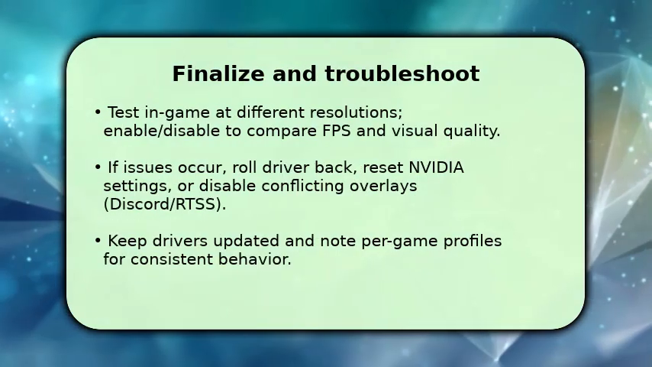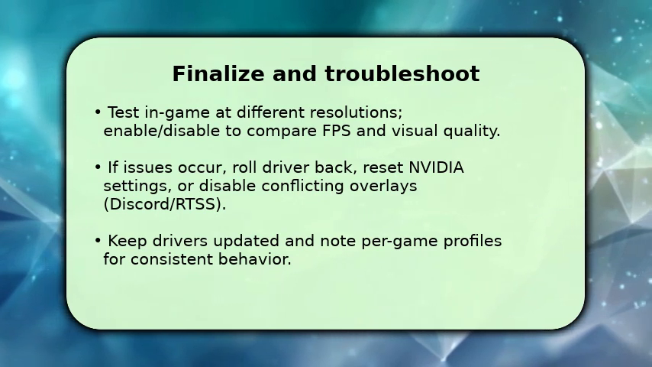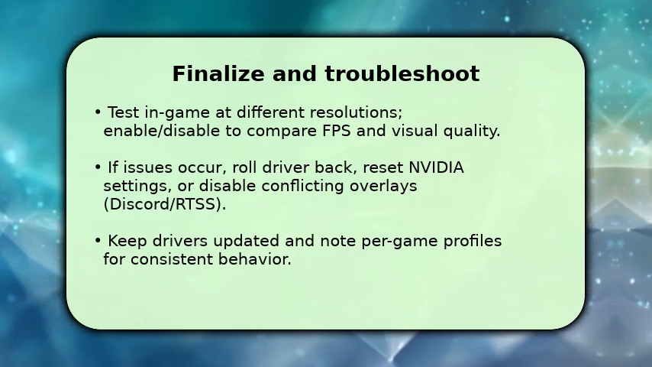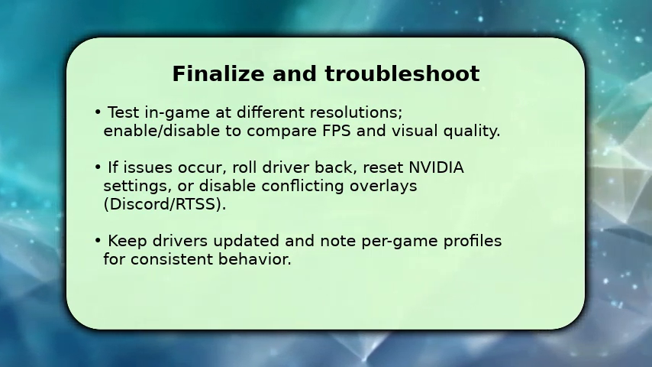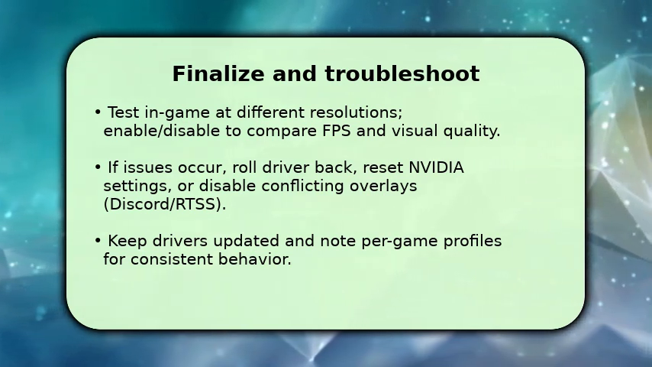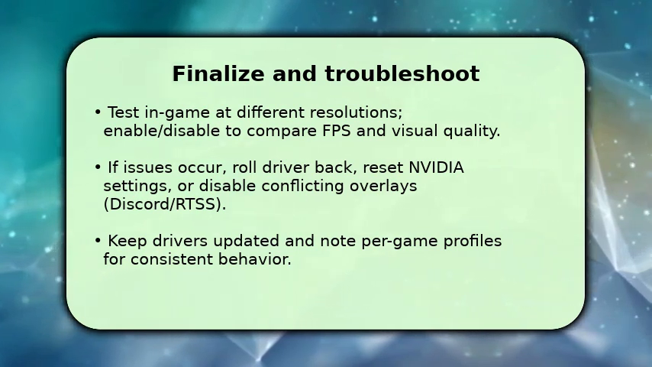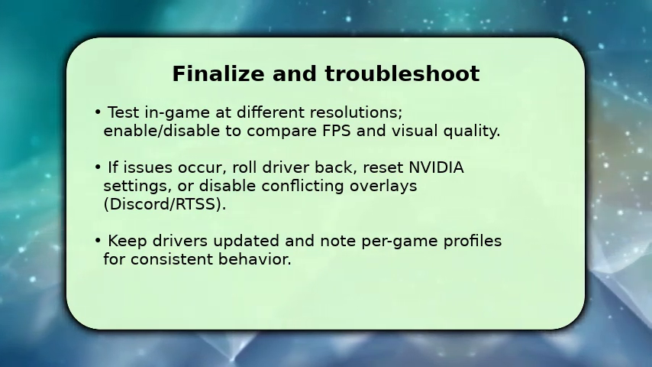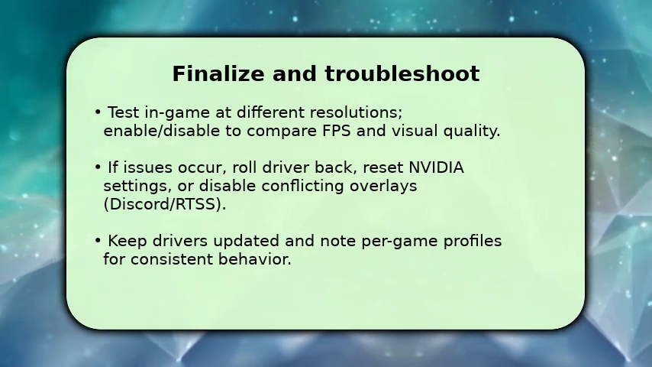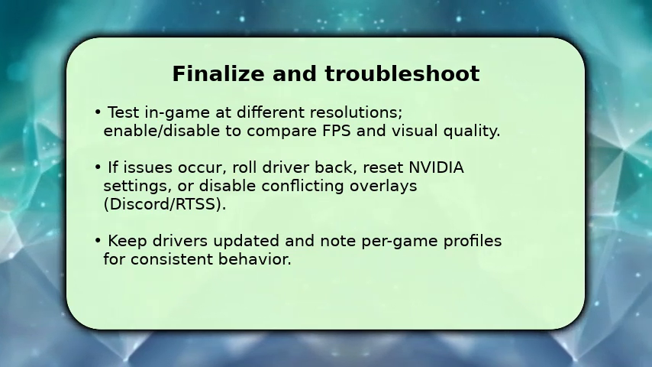Finish by testing in-game. Try native and upscaled resolutions to judge performance and image quality. Monitor FPS to ensure NIS gives the expected uplift without unacceptable artifacts. If you see stuttering, flicker, or no effect, reset Nvidia settings, roll the driver back to the previous stable release, and disable other overlays like Discord or RTSS which can conflict. Make sure your game profile is saved so NIS stays enabled, and update drivers periodically to maintain compatibility and fixes.